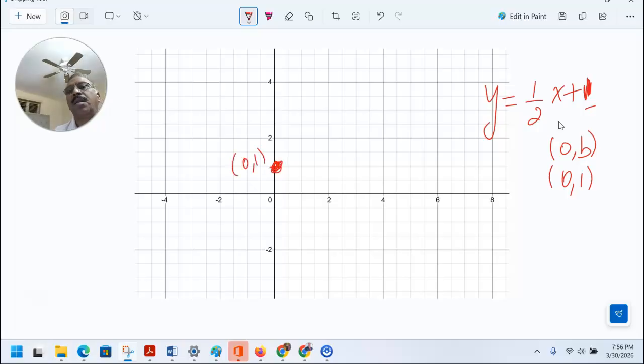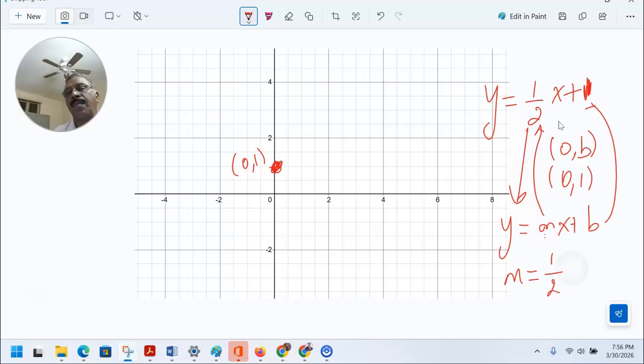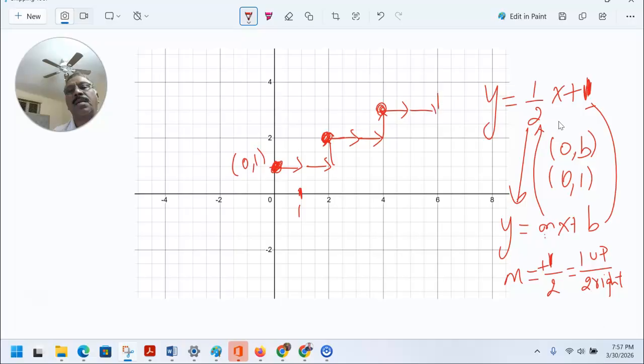Once you get this point, when you compare this with the slope-intercept form, the b is that 1, and m is one half. What does it mean? Because it is positive, you go to the right. The run is 2 to the right, and you go 1 up. So you run 2 to the right, and you go 1 up, like this. Again, one more time, you go 2 to the right, and 1 up.